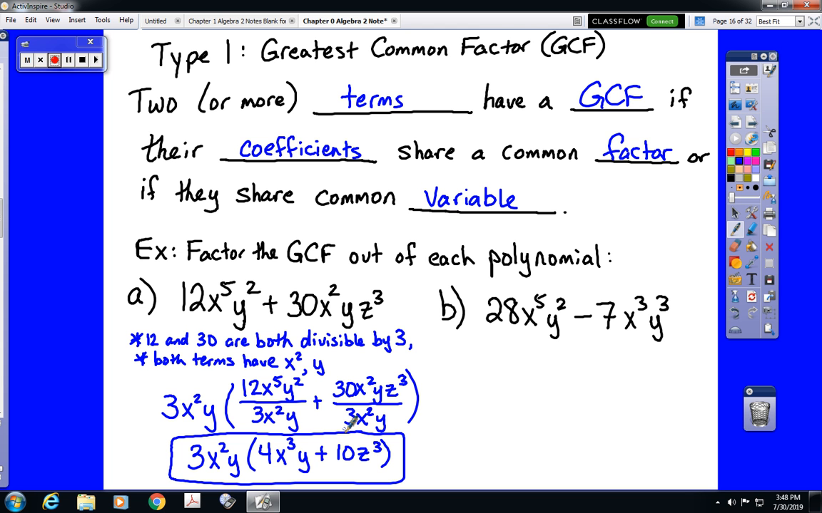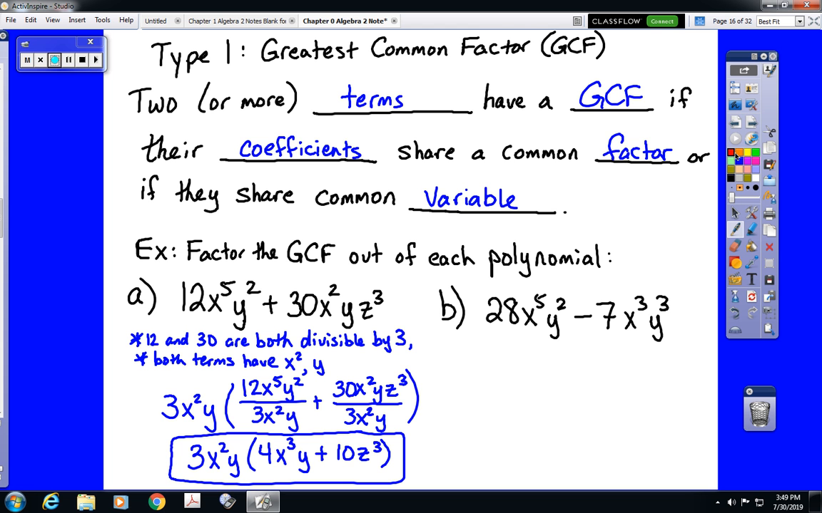Essentially, when we factor something, we are undoing multiplication. We're pulling it apart. And the GCF is like we are undistributing. We're pulling out the greatest common factor. If we were to then distribute, our answer should be the original polynomial.